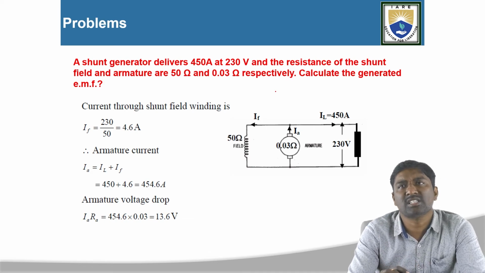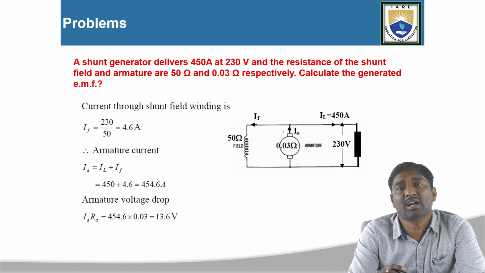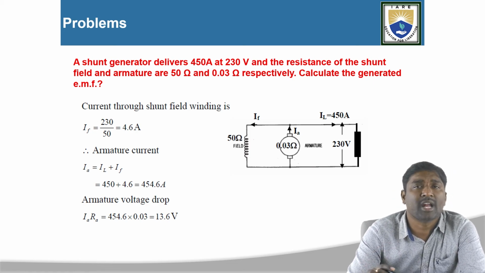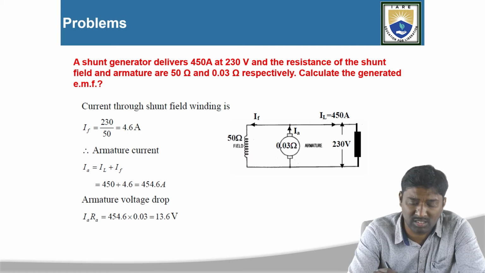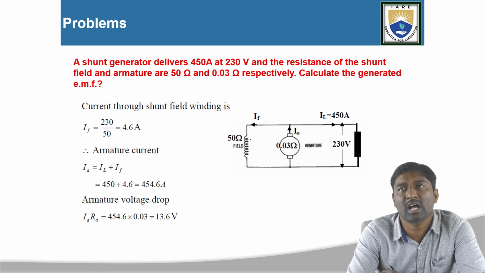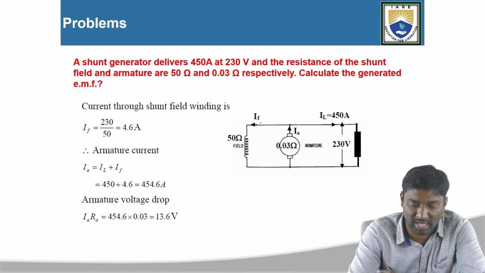A DC shunt generator. So shunt is nothing but the armature winding as well as the field winding, both connected in parallel. You can observe here, this armature winding and field winding are both connected in parallel. According to Fleming's right hand rule, the current direction is like this.